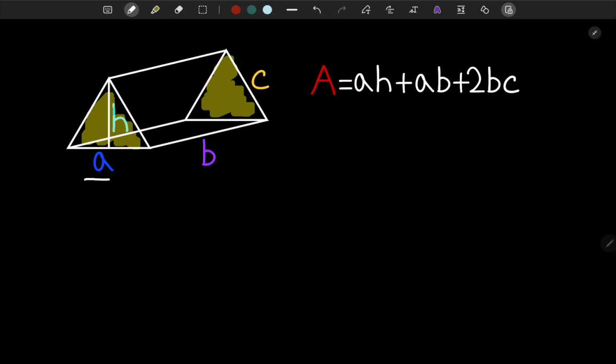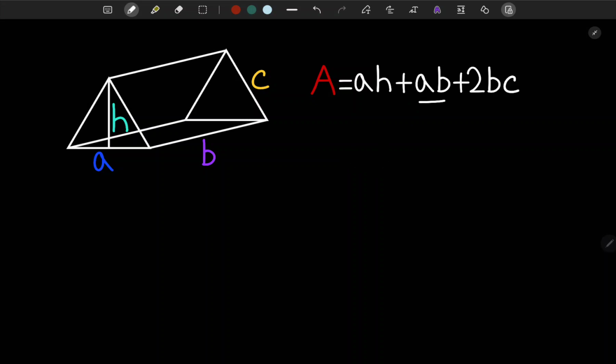Now moving on, let's calculate the area of this base, and this base is basically a rectangle if you think about it. So what is the formula for the area of a rectangle? It is going to be the length multiplied by the width, right? And the width here is going to be B, or the other way around you can say, and that's how we get this part.